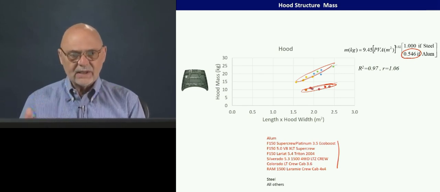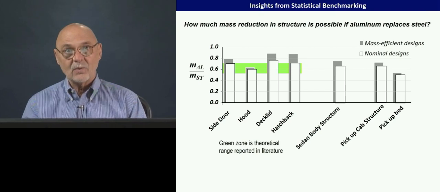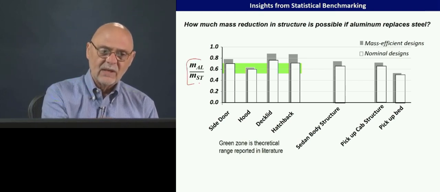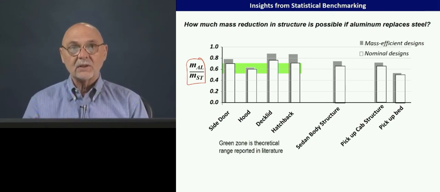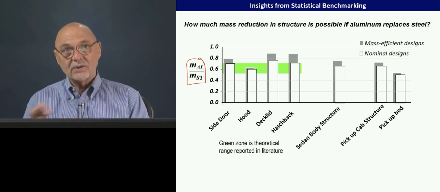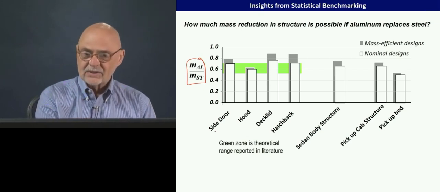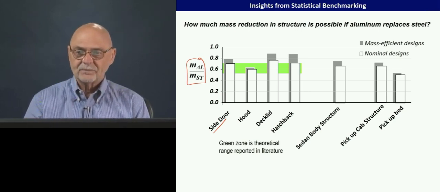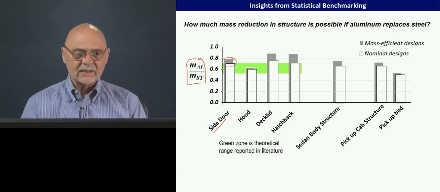So when we bring together all of this statistical benchmarking data from looking at different aspects of the A2Mac1 database, this is what we see. This is the ratio of the mass of the component in aluminum to steel after we've normalized for the other mass drivers. So now they're on equal footing. So for side doors, other than pickup trucks like we looked at before, we're getting an area like this.